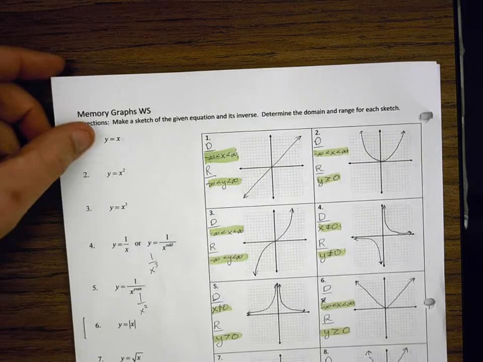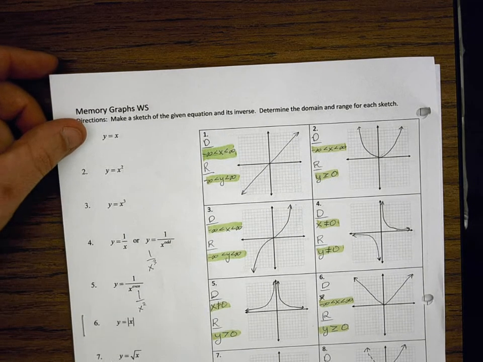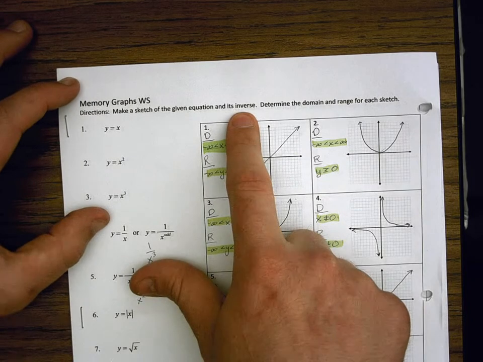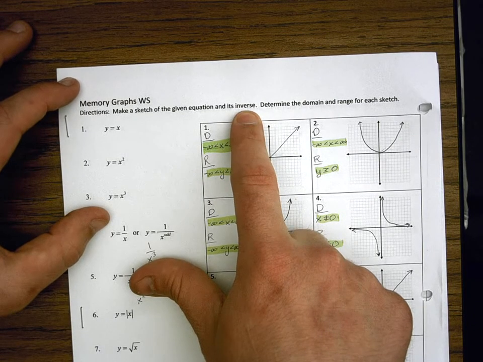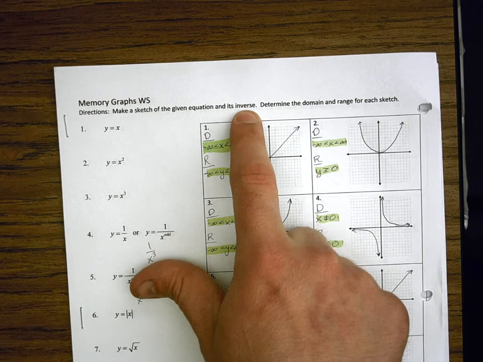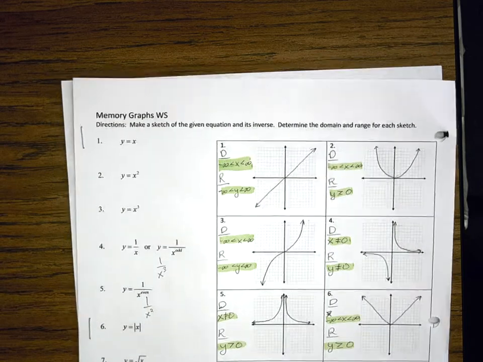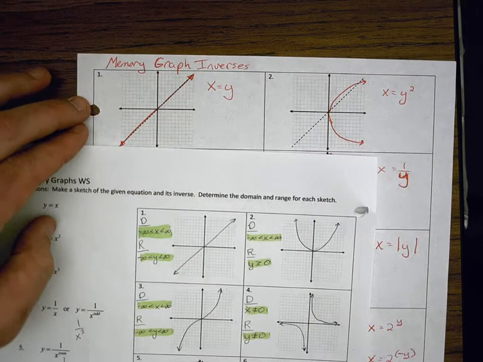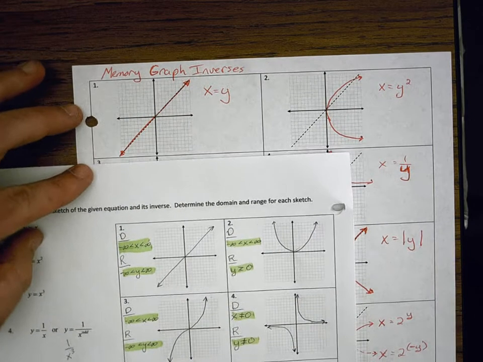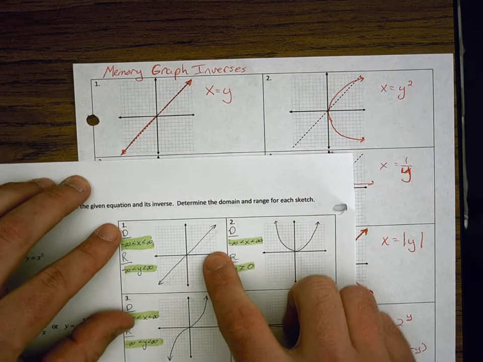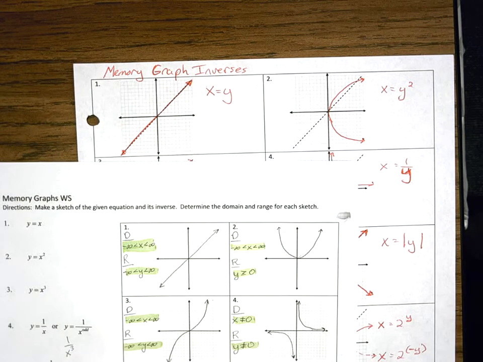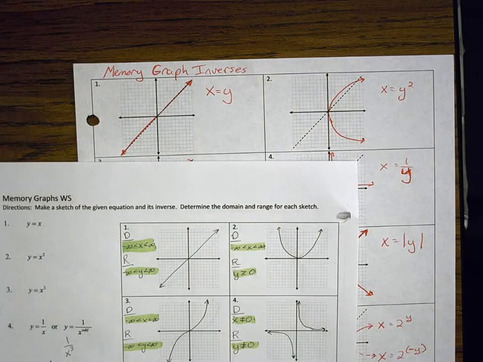So taking a look at this worksheet, when it says write the inverse, you have to remember that when you find the inverse of a function, here's my number 1 on a separate sheet. When you find this inverse, you're making a reflection across y equals x.